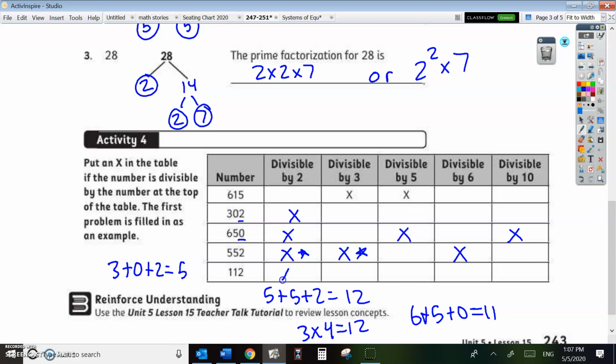112, it's even. So therefore it's divisible by 2. 1 plus 1 plus 2 is 4. 4 is not divisible by 3. So no, not by 3. It's not divisible by 5 or by 6 or by 10.